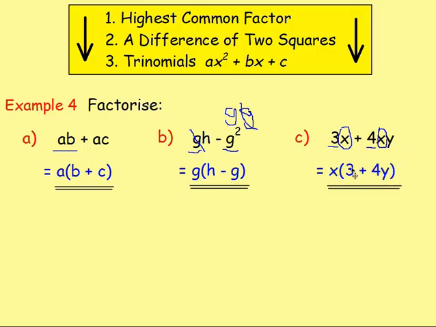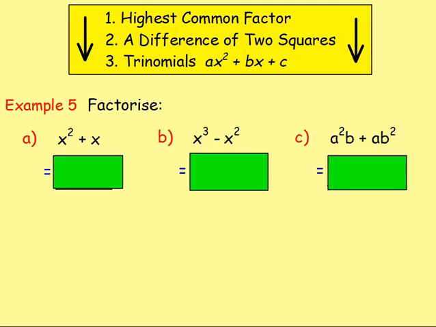And if you multiply that out, x times 3 would be 3x, if you just write the number first, and x times 4y would be 4xy. Again, put the number first, and then xy to put it in alphabetical order. So, you get back to the question, that's the answer.